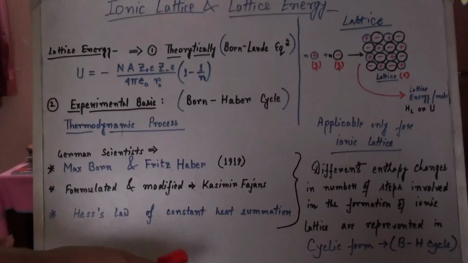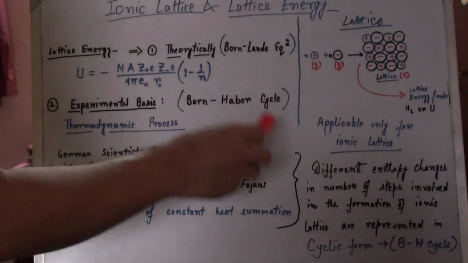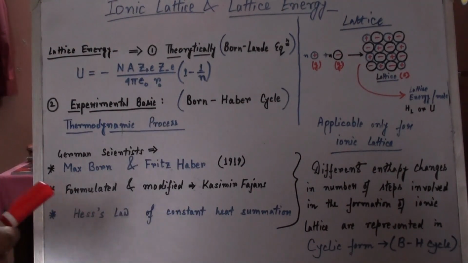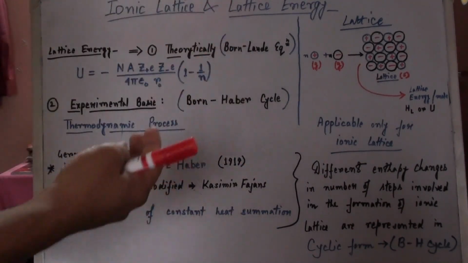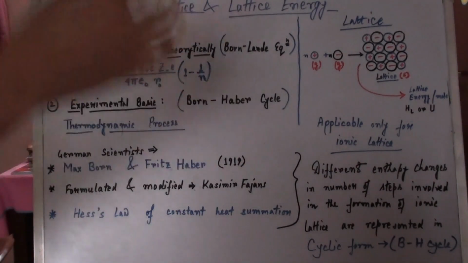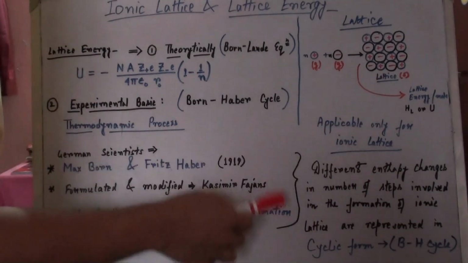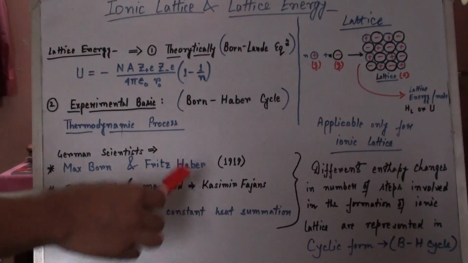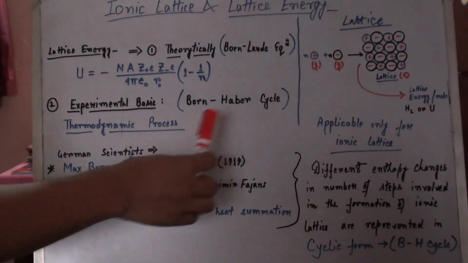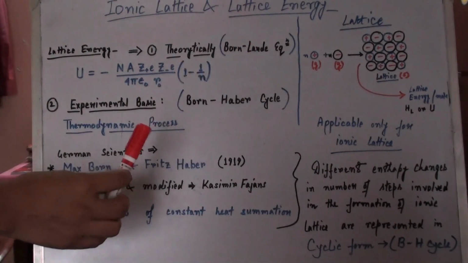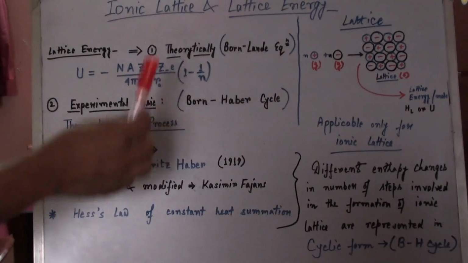It must be ionic. There must be some cations and anions involved, and here different thermodynamical parameters or different enthalpy changes are involved in a number of steps. Then we sum up these steps and produce a cycle, which is called the thermodynamical cycle or Born-Haber cycle. By this Born-Haber cycle and applying Hess's law, we can calculate the lattice energy in an experimental manner.